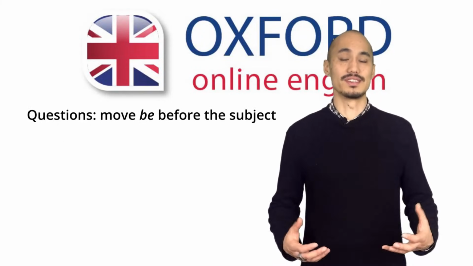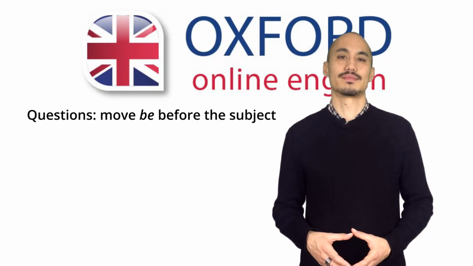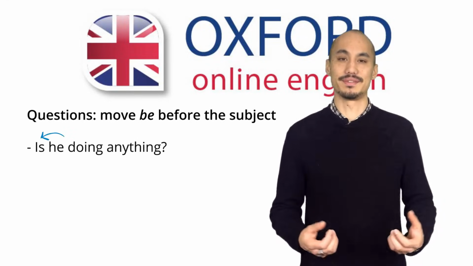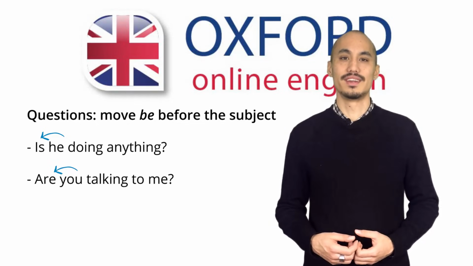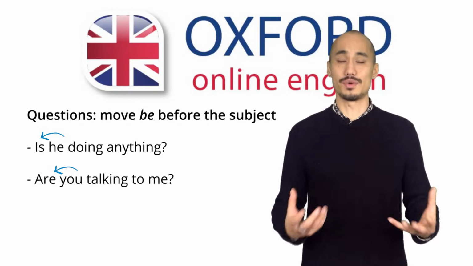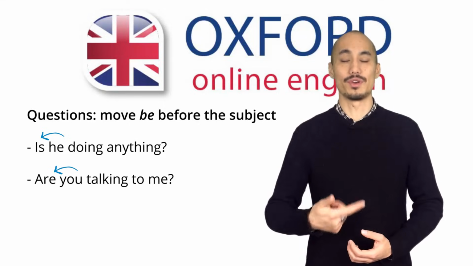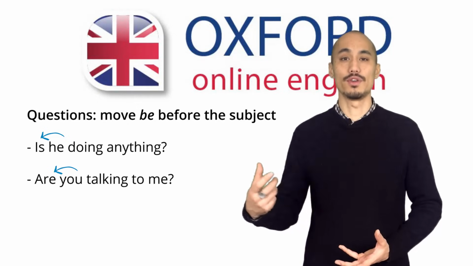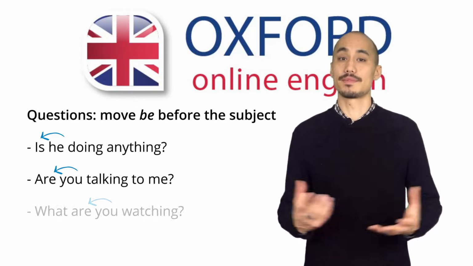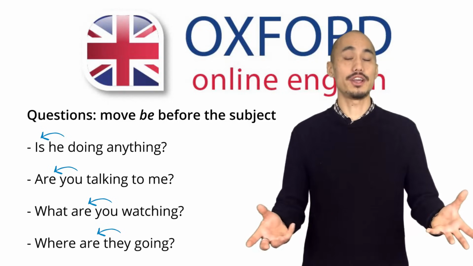Now to make questions, move the verb be before the subject. Is he doing anything? Are you talking to me? The same rule works if you ask a question with a question word like what, why, or how. Simply move the verb be before the subject. What are you watching? Where are they going?